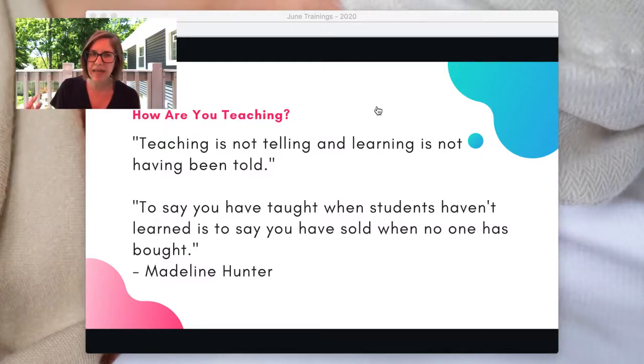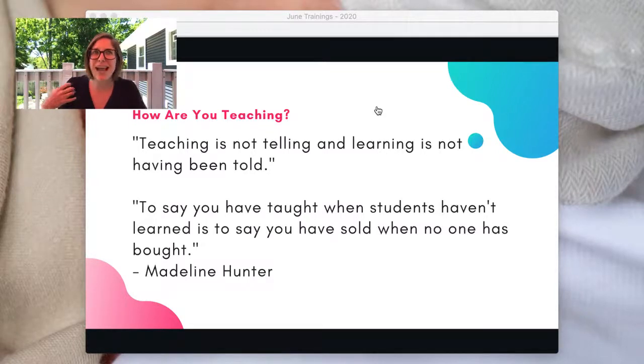But teaching as telling encompasses so much more than just a teacher literally telling you the information. Teaching as telling is any time information is conveyed to students and students are just passively taking it in. But the reality is, and these are two quotes from an education researcher, teaching is not telling and learning is not having been told. And to say you have taught when students haven't learned is to say you've sold when no one has bought. If nobody bought anything, you didn't sell anything. You tried to sell, you failed.